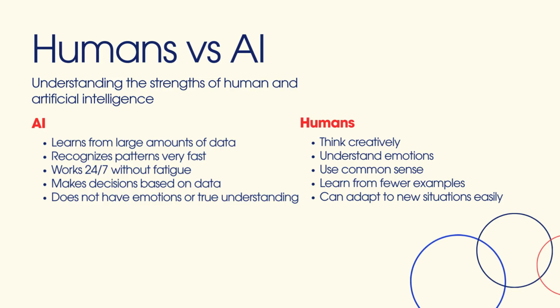So the real idea is simple. Artificial intelligence is not better than humans. Humans are not better at everything either. They have different strengths, and together they can be even more powerful.